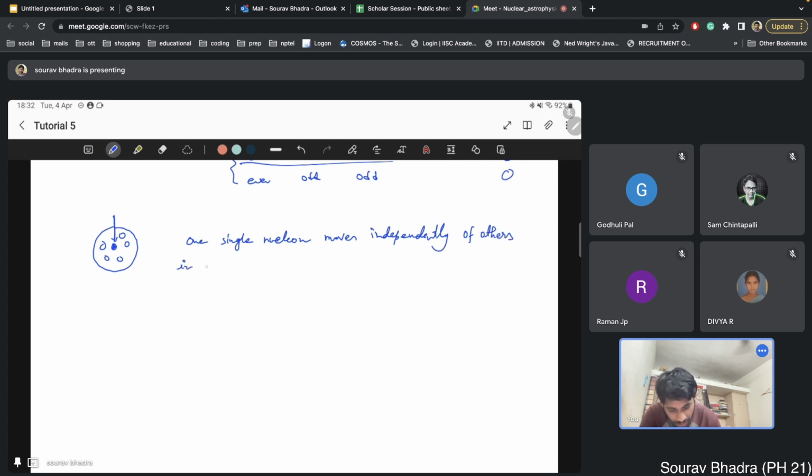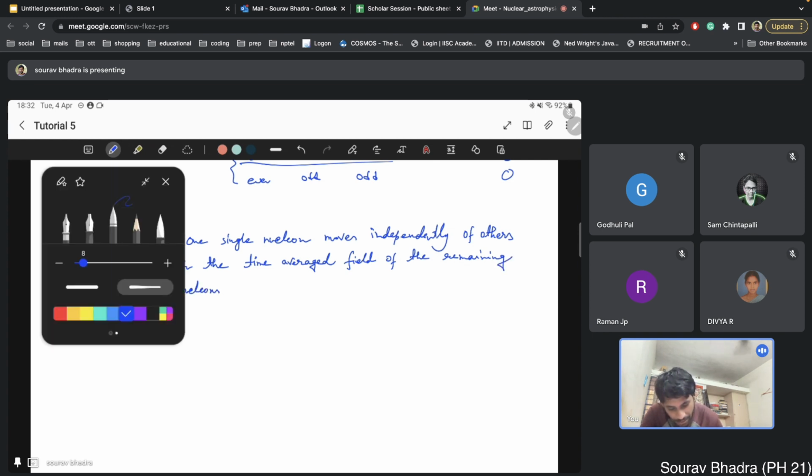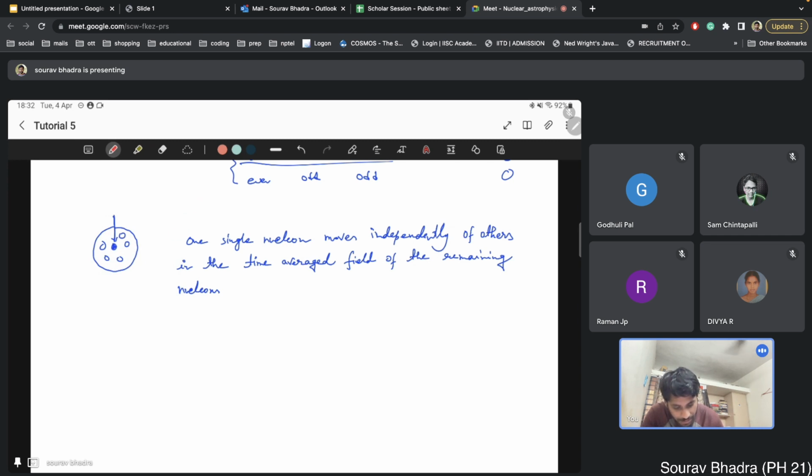in the time averaged field of the remaining nucleons. This is the important line, that's why I have written it. So the assumption is that one single nucleon moves independently of others. This is only possible if you consider the time averaged field. This term is important: time averaged field of the remaining nucleons.